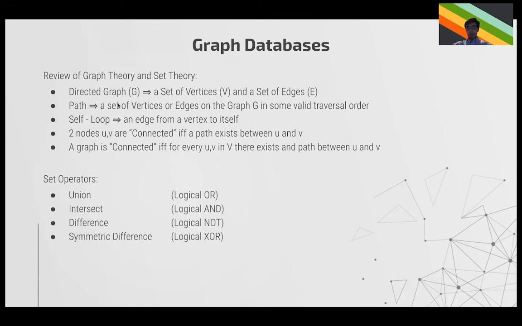A path on a directed graph is defined as a set of vertices connected by edges. Node vertices can have self loops, so a node can have a relationship with itself. Two nodes are considered to be connected if a path exists between them. And the entire graph is considered to be connected if every node in the graph has a path between the two nodes. The following set operators can also be used in Neo4j when defining patterns. We have union, which is logical or, intersect, which is and, difference, which is not, and symmetric difference, which is exclusive or.